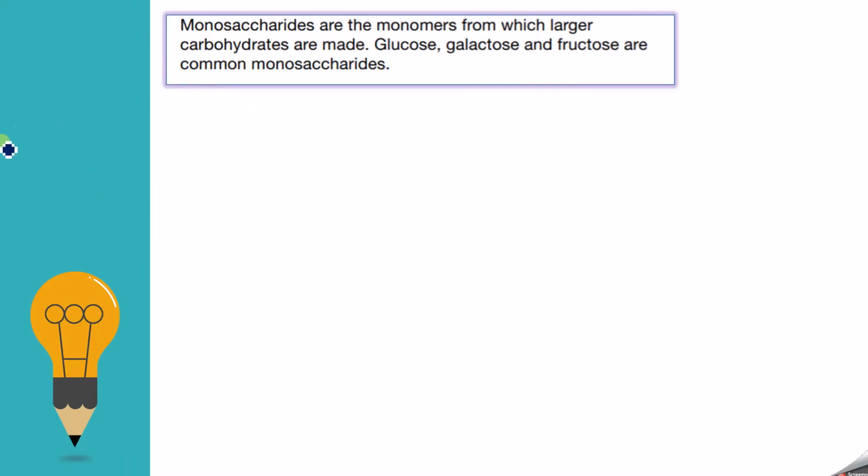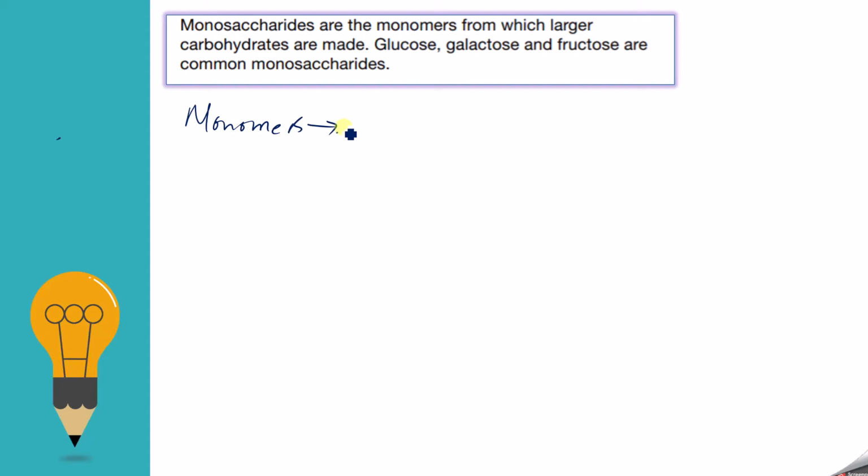So let's look at the first point. We are looking at this. So monosaccharides are the monomers from which large carbohydrates are made. So let's break this down a little. We talked about monomers, or you should know what monomers are before you even look at this lesson. So monomers are small repeating units which chemically bonded together make a polymer.